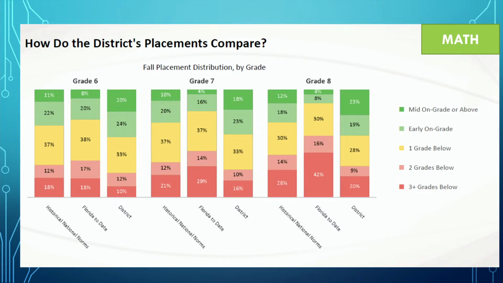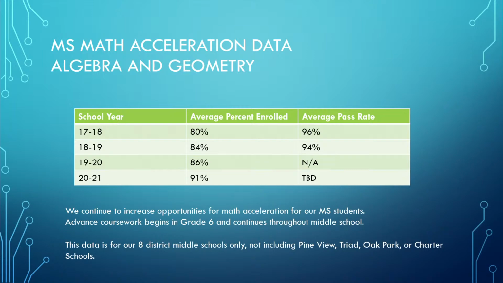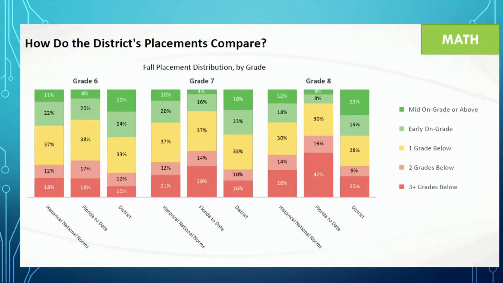The next slide really talks about our math 6, 7, and 8 and that distribution for progression and acceleration. And you will see that our progression in math really does lead to advanced coursework for our students. Our middle school students can earn up to 2 high school credits in math, both in algebra and geometry, which provides even greater opportunities when they get to high school for math and STEM.